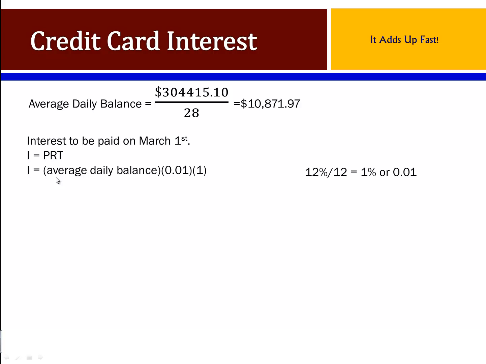So our interest will be our average daily balance, that's our principal in this case, times our rate, which is 1%, times 1 month, because our time here is for a single month, the month of February. So our figures are $10,871.97, that's our average daily balance, times our rate, 0.01, 1% is 0.01 as a decimal, times 1 month. And that turns out to be $108.72 due in interest for the previous month of February.